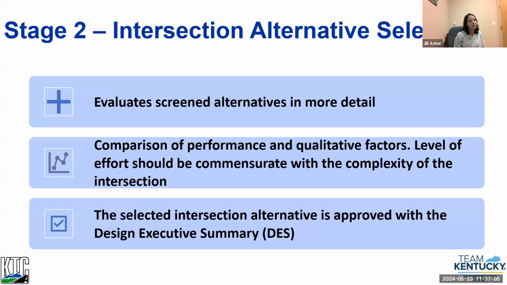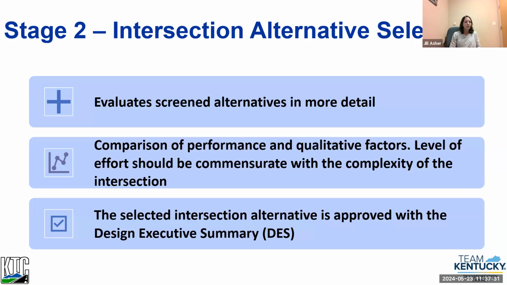So when you get to the end of stage 2, you have evaluated your screened alternatives in more detail. This is really not different than what we've done sometimes on intersections as part of the PLNG process before. You're going to compare that performance and those qualitative factors, and the level of effort that you're using for these intersections, since we're doing more of them and maybe some of them are really simple, you want to make sure that it's commensurate with the complexity of that intersection.